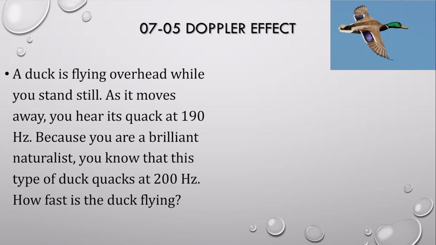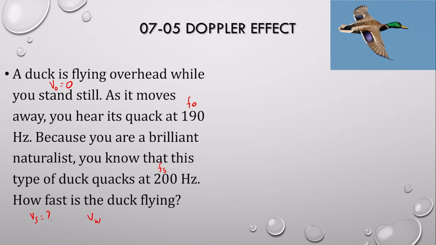A duck is flying overhead. You stand still, and as it moves away, you hear its quack at 190 hertz. Because you're a brilliant naturalist, you know that this type of duck quacks at 200 hertz. How fast is the duck flying? Well, 190 is what you hear, so that's the observed frequency, and the source should be 200. You are standing still, you're the one that hears it, so the velocity of the observer is 0. And we're looking for the velocity of the source.